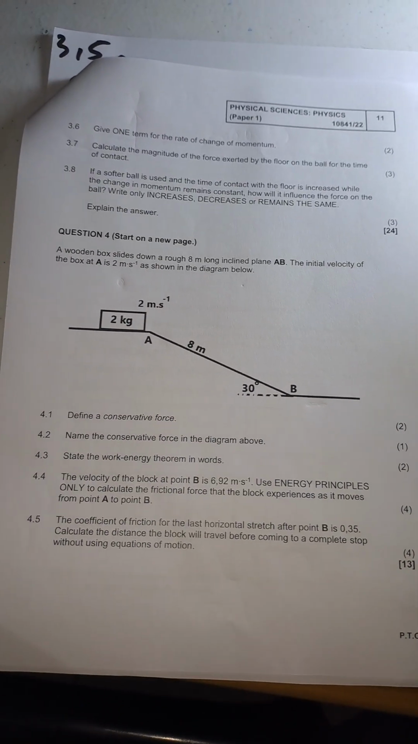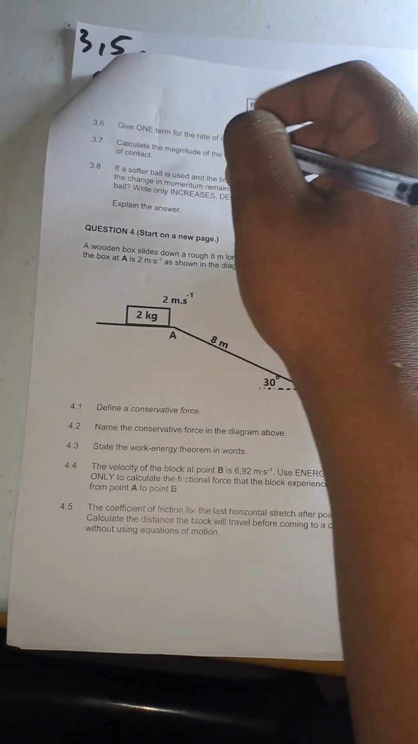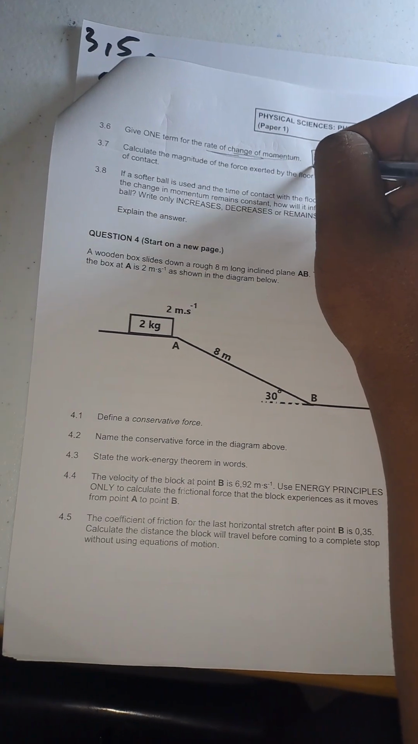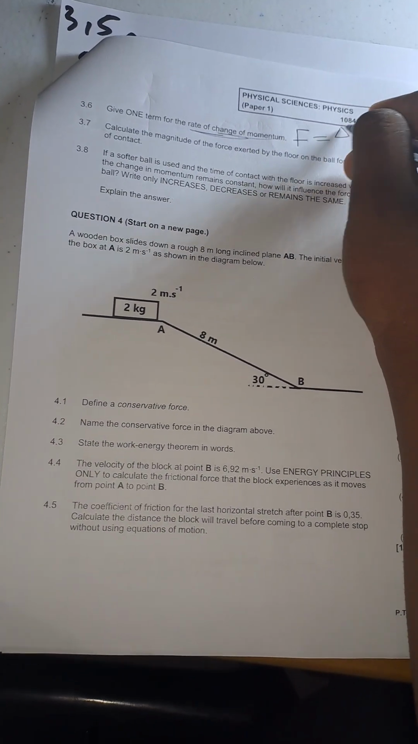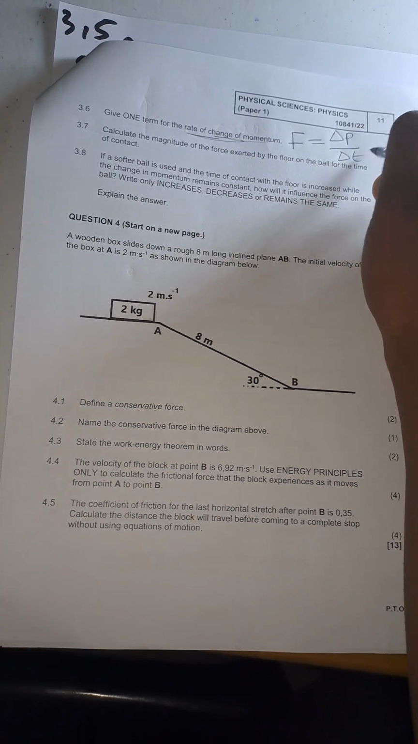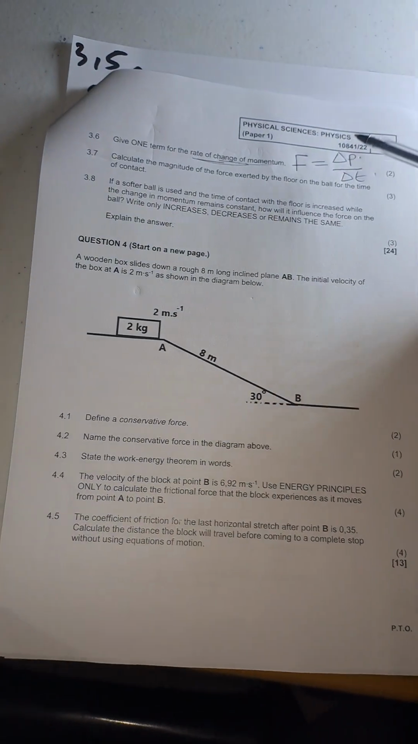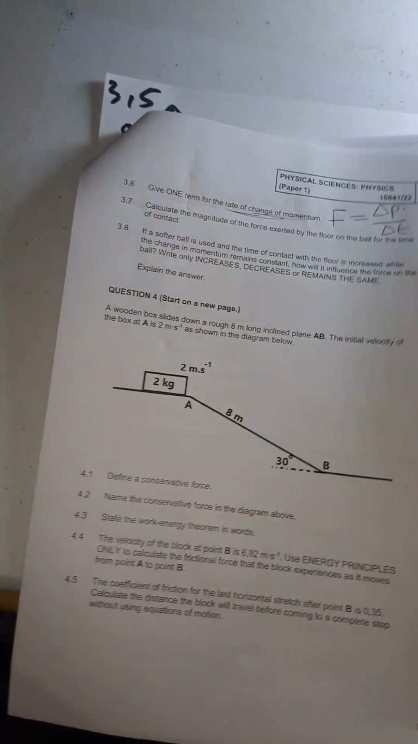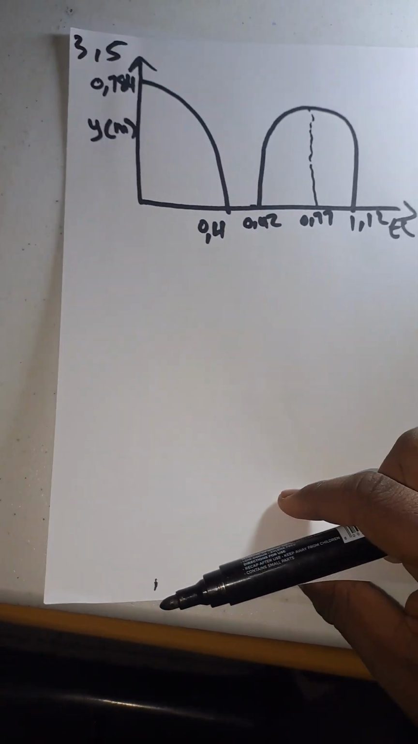3.6: give one word for the rate of change of momentum. Rate of change of momentum. This is simple. It is simply the net force, because net F is equal to delta P over delta t. This is the change in momentum, and this is the time. So when they're talking about something rate, that thing is divided by time. Rate of change of momentum. That's what you know. So my answer there will be net force.